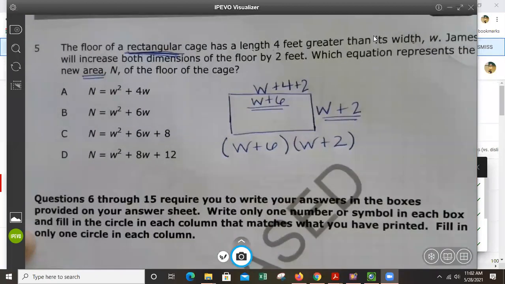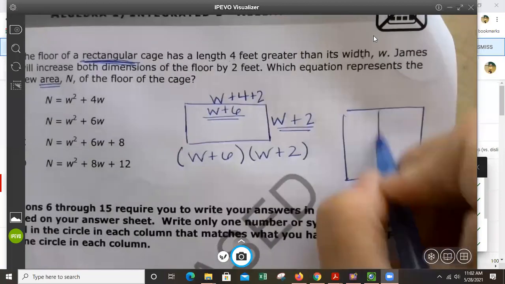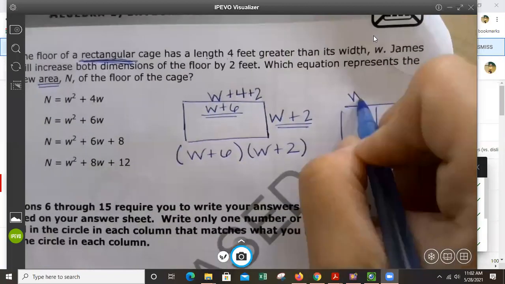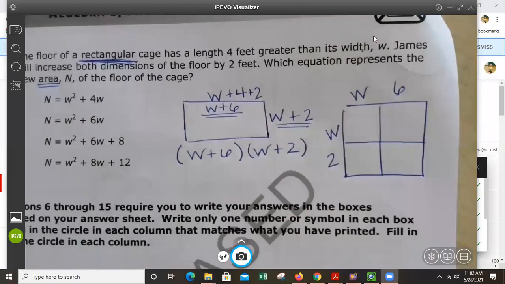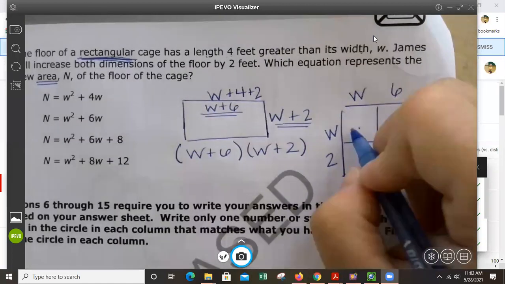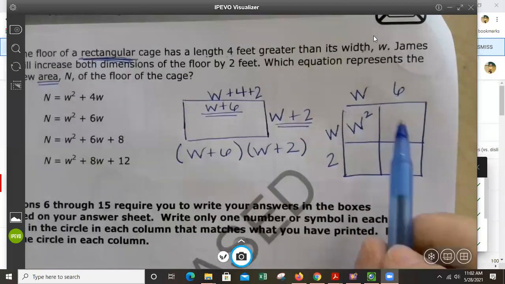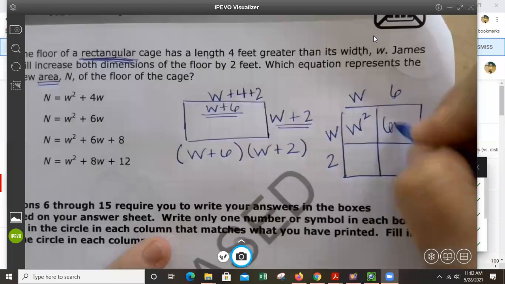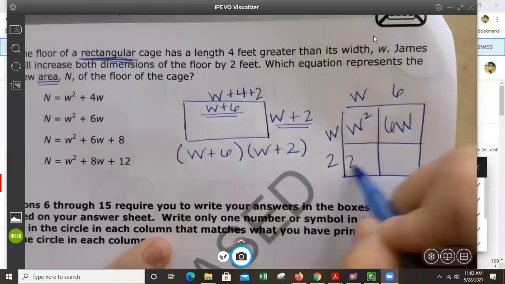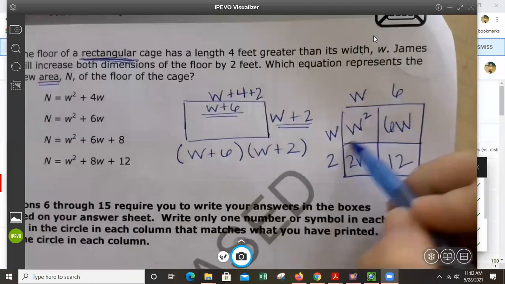You guys typically do the box with this, so we'll come over to the side. And we'll have the W in the 6, the W in the 2. What goes in the first box? Not 2W, but W squared. What goes in this box? 6W. Next box. And last box. 12. So they should all start with W squared.